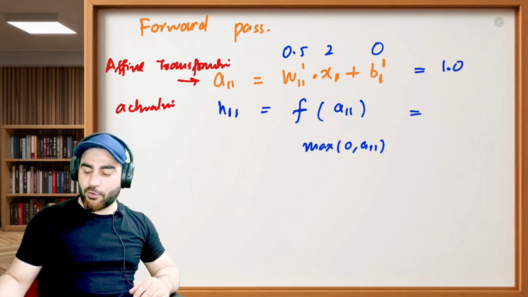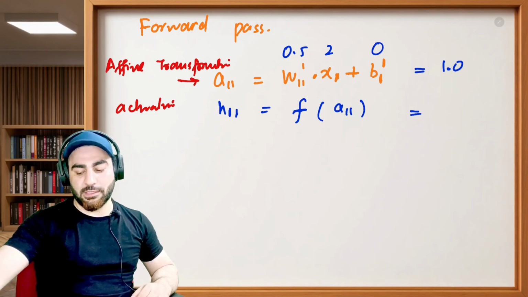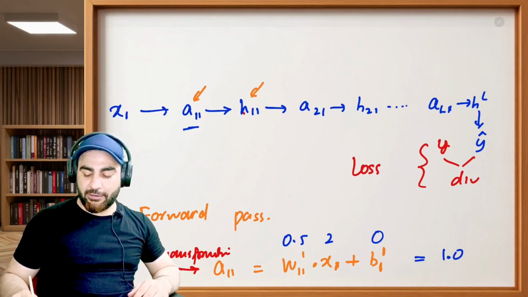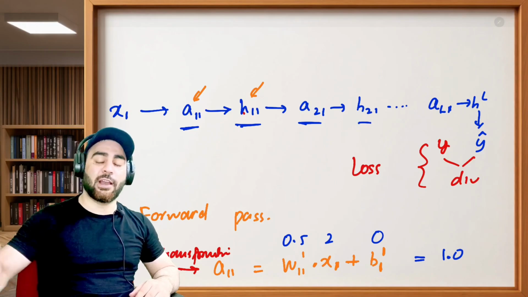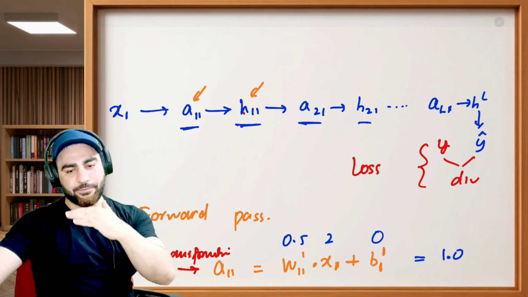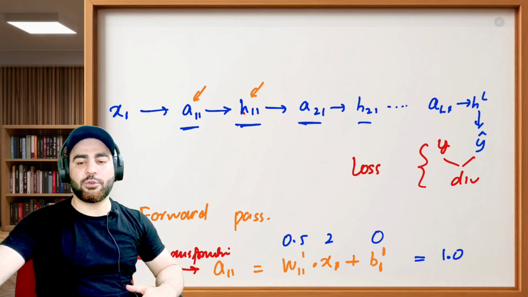Okay, and then you will have to perform second layer, and you know how to perform the forward pass. So basically you store these values. You have a11, h11, h21, you have all these values now. Now this is in the forward pass. After you have this, now what you have to do, you have to compute gradients.